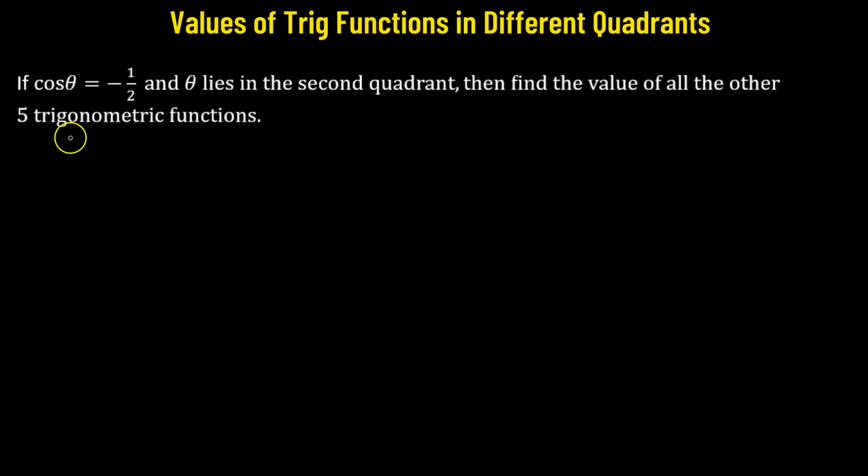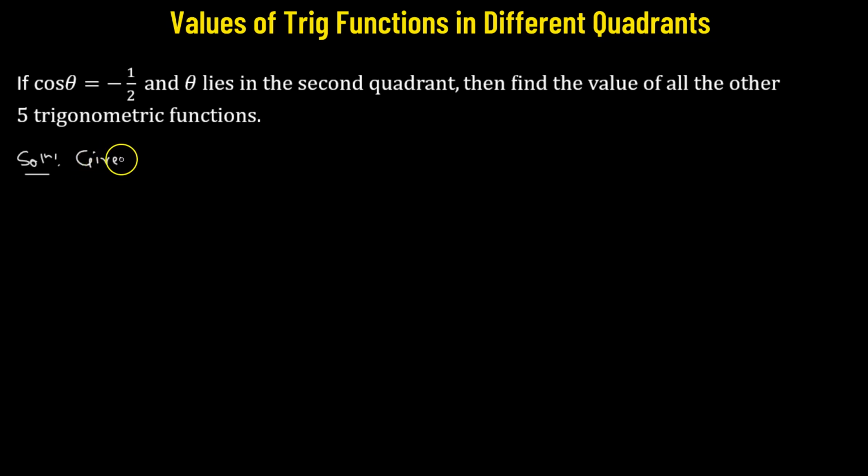So in this problem, we're given cosine of theta is -1/2 and theta is lying in the second quadrant. Using this information, we need to find out the value of the remaining 5 trig functions. So let's begin. First, let's note down whatever has been provided to us.